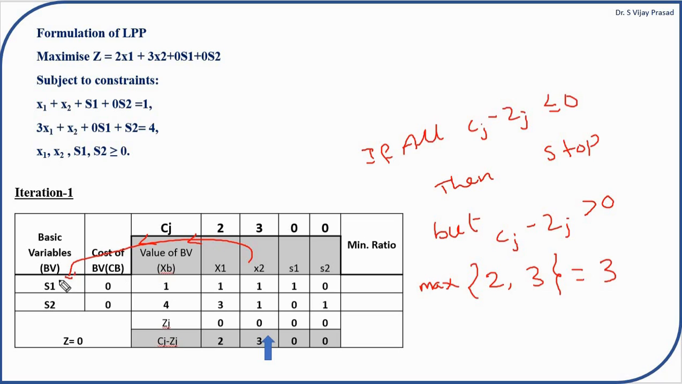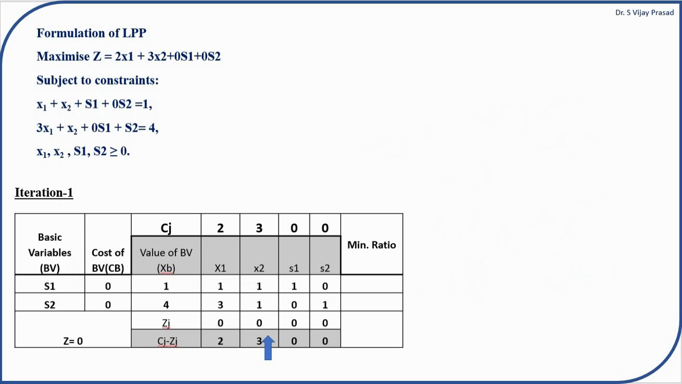For that, we need to calculate the minimum ratio criteria. The minimum ratio is xb divided by the corresponding selected column element. Okay, let us do it. This is xb. Minimum ratio equals xbi divided by the corresponding x2i. You are going to take it.